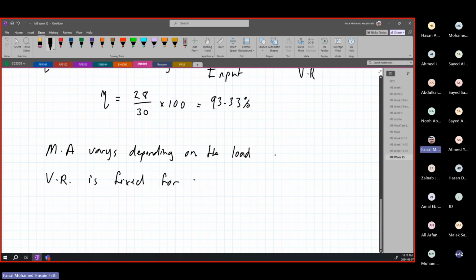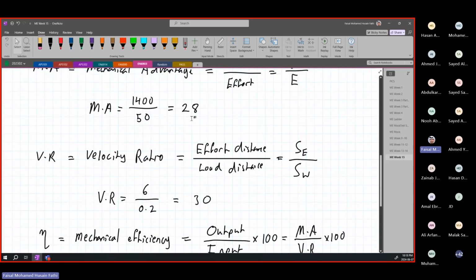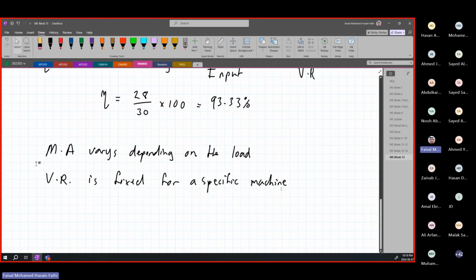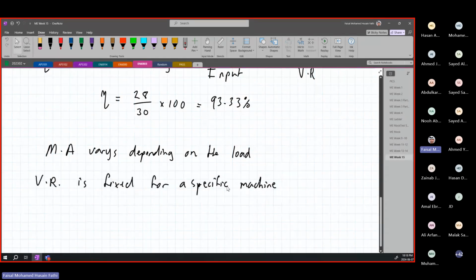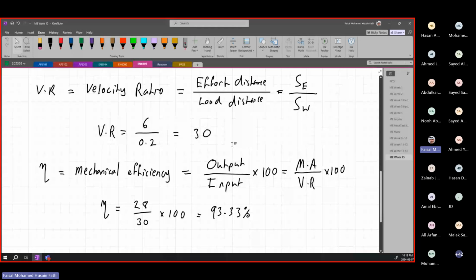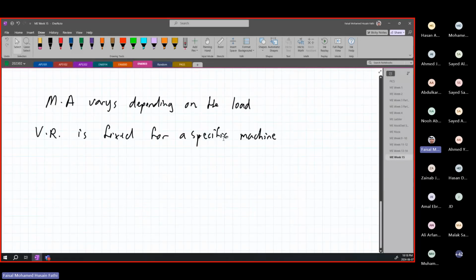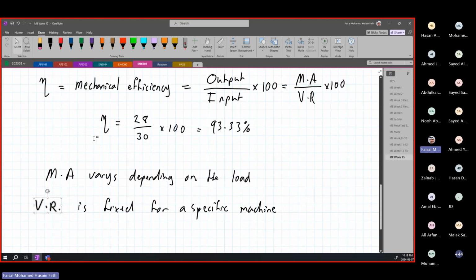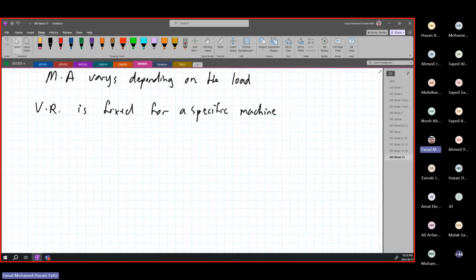for a specific machine. For this specific machine, whatever the design or type of machine this is, this lifting machine, our VR is always the same and it will not change. It will be 30 no matter the type of load, no matter the type of effort that is being put. All right? And that is simply it for how to find mechanical advantage, how to find your velocity ratio, and how to find your efficiency when you have both.